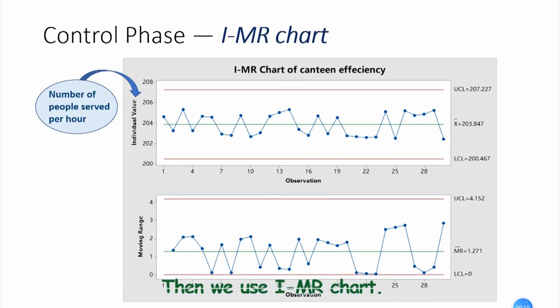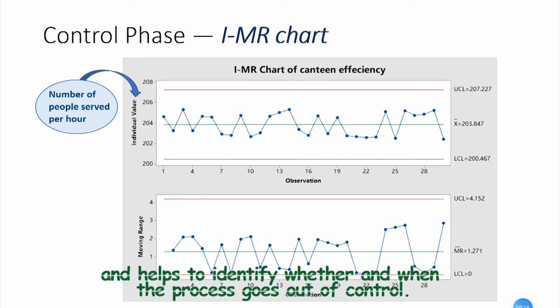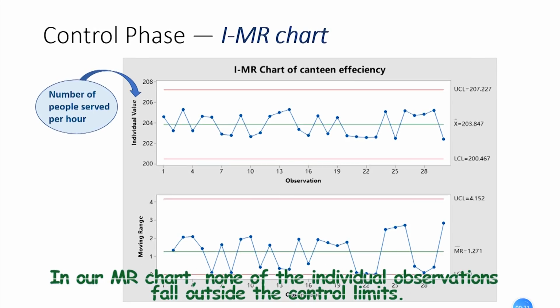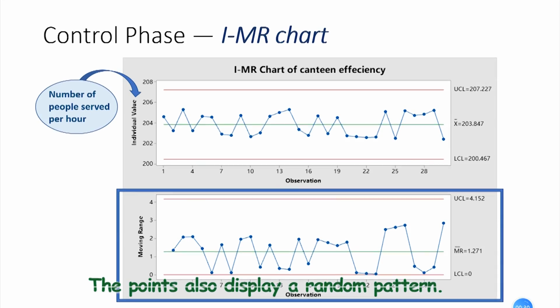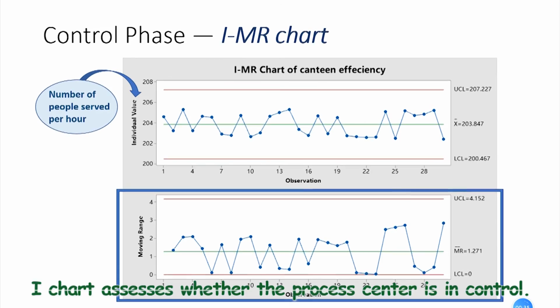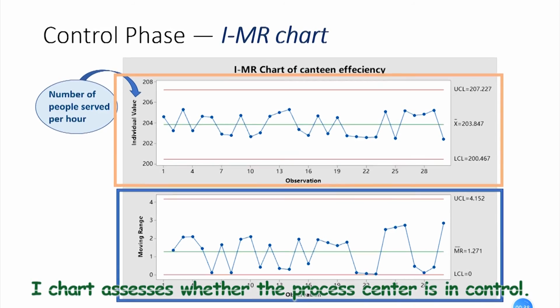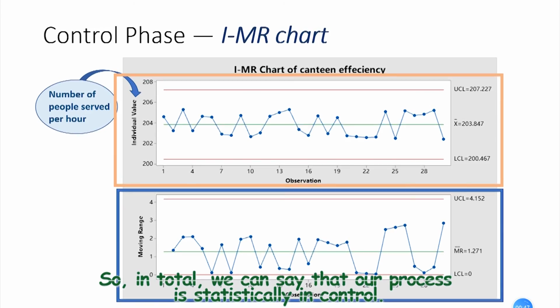In the control phase, we conduct 30 groups of experiments and collect the data about the number of people served per hour. Then we use the IMR chart. It provides process variation over time and helps to identify whether and when the process goes out of control. In our MR chart, none of the individual observations fall outside the control limits. The points also display a random pattern, so the process variation is in control. The I-chart assesses whether the process center is in control, and we can see that all points are within the control limits. So, in total, we can see that our process is statistically in control.